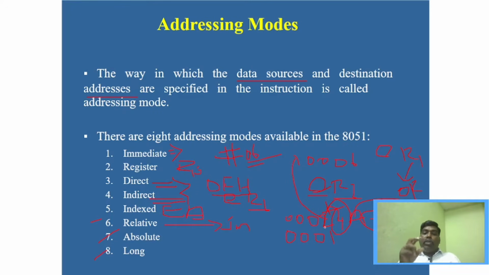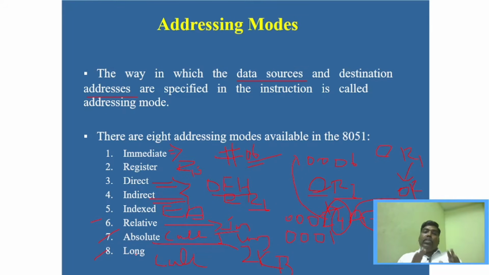And you have something called absolute and long addressing. Absolute addressing is also used in call or jump instructions. What is the difference? Absolute is a 2-byte address and long is a 3-byte address. Whenever you say absolute, it can use program memory, that is the code memory, within 2 kilobytes, which is the internal memory. Within 2 kilobytes, if you want to call a program or jump, we can use absolute. If you want to access the complete external memory, then we have to go for long addressing.